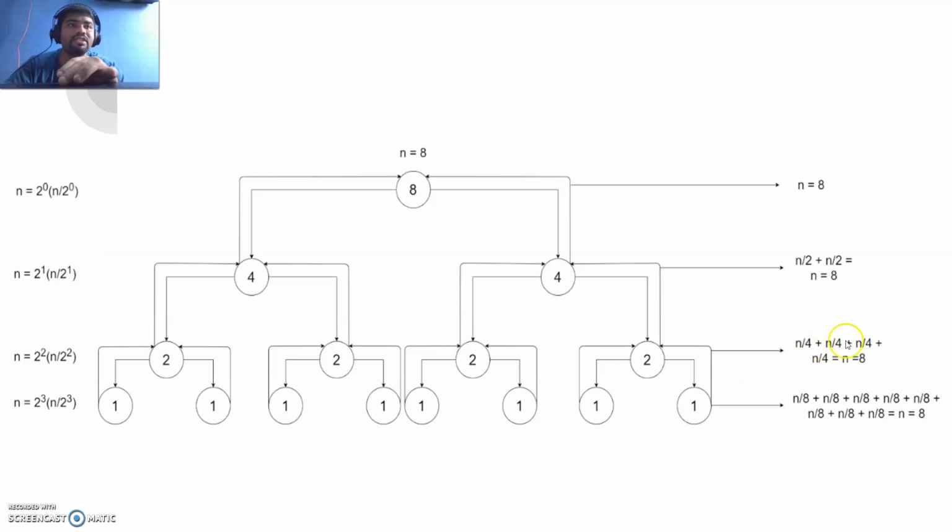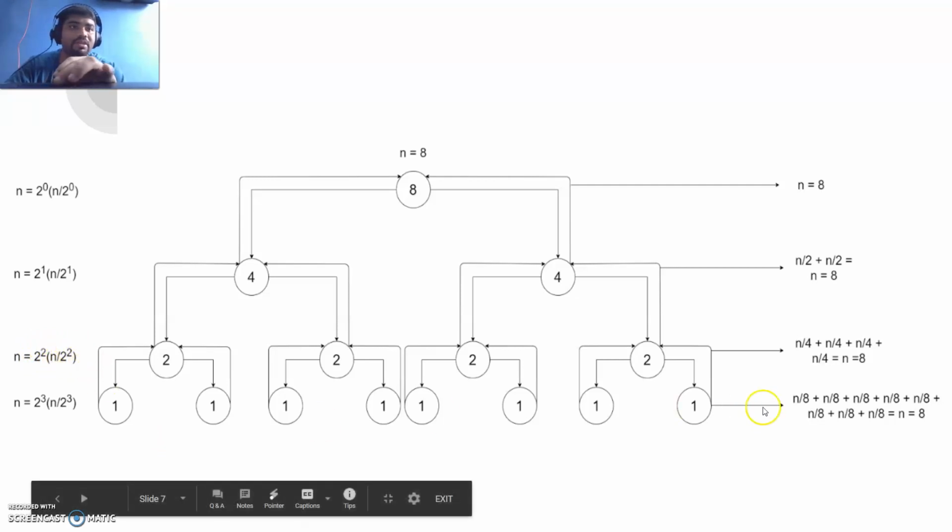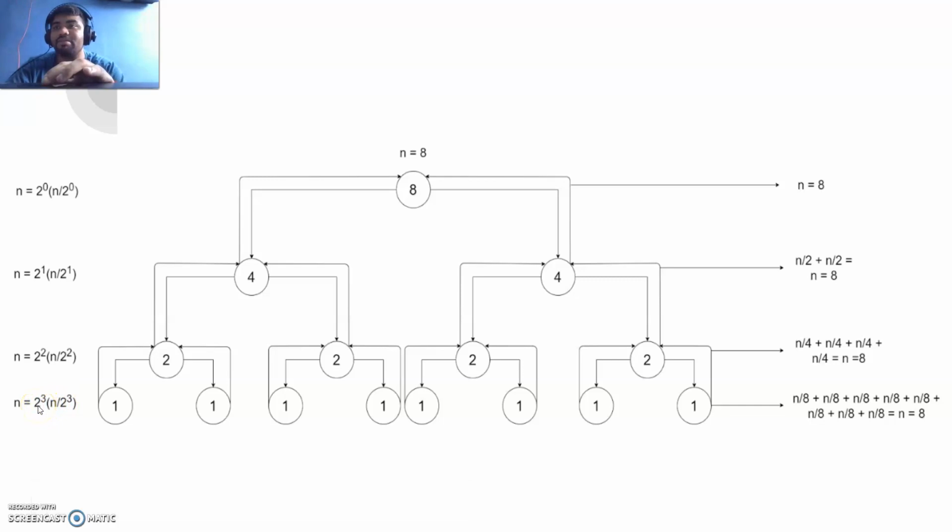Now in this case, you can see this is 4 times n by 4. That could be written as 4 into n by 4. But 4 could be represented as 2 raised to 2, and n by 4 could be represented as n by 2 raised to 2. Now, similarly, you can see this is 8 times n by 8. 8 can be represented as 2 raised to 3, and n by 8 also can be represented as n by 2 raised to 3.